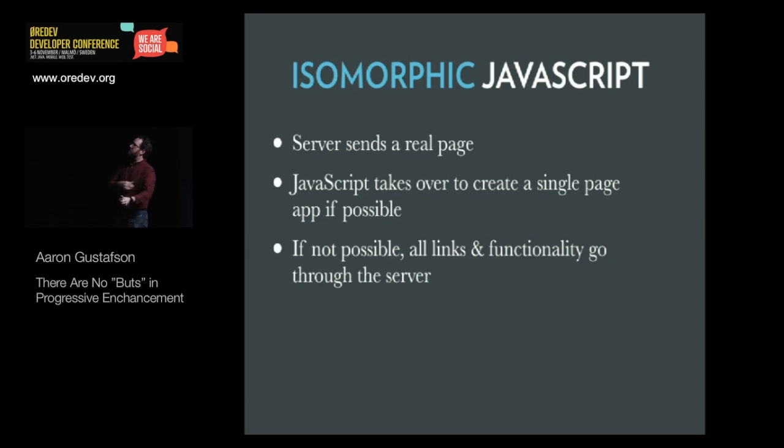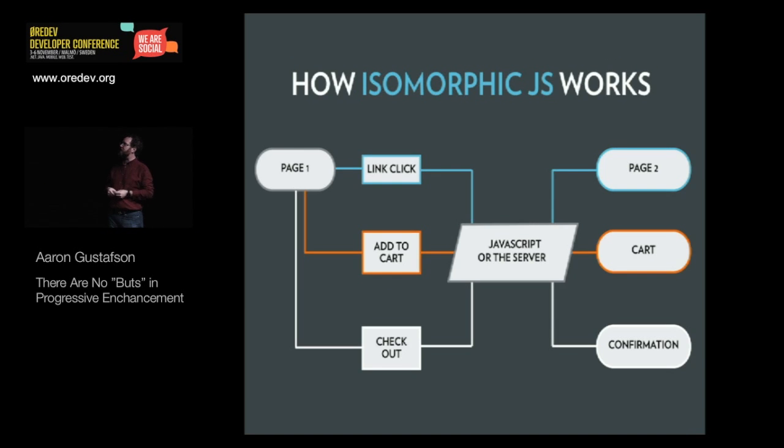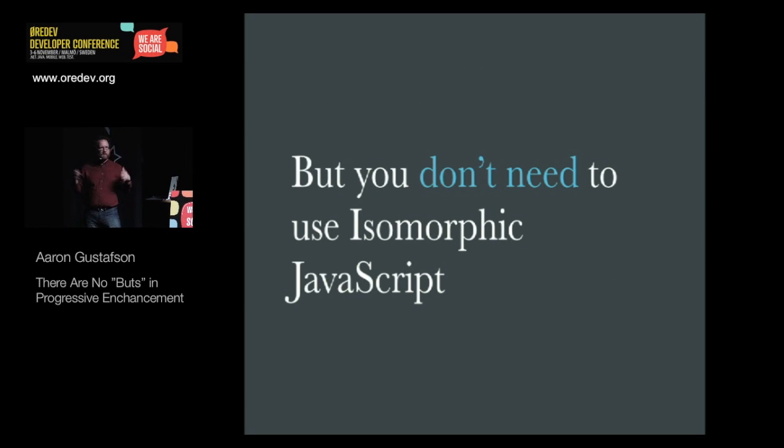So in isomorphic JavaScript, the server sends a real page. JavaScript then takes over, if it can, to create that single page app experience. And if not, all the links and all of the form submissions and stuff like that just go to the back end just like they always did back under Web 1.0. And it's just the JavaScript on the server side that handles those requests. So it's kind of the best of both worlds. In the middle of all of these interactions that are taking place is either JavaScript or the server, depending on the scenario. But you don't need to go all in on isomorphic JavaScript if your backend isn't Node.